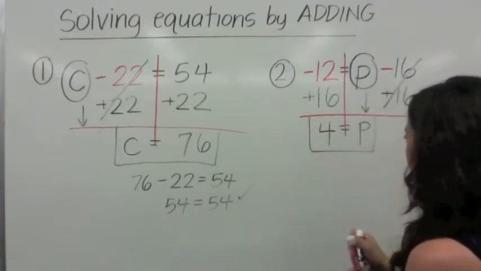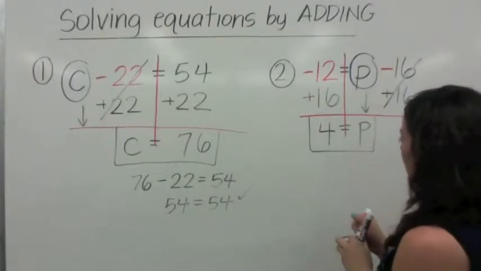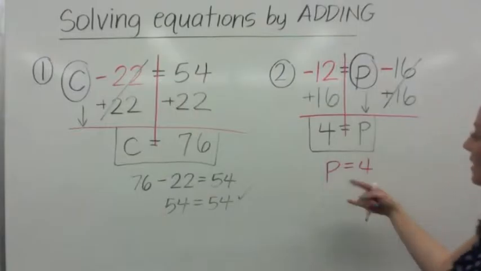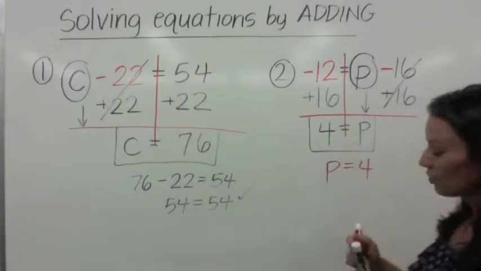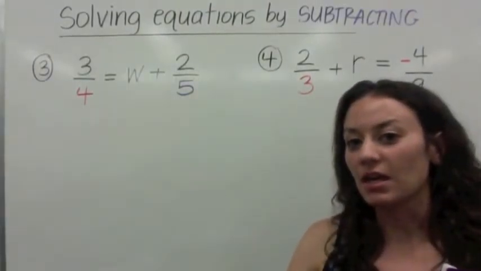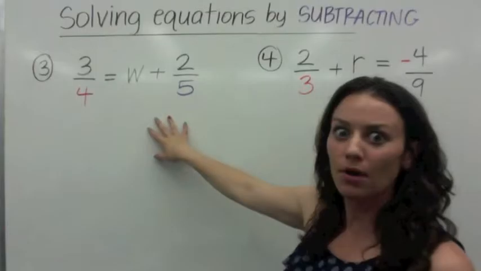Now, let me ask you a question. Is 4 equals p the same as p equals 4? Are they the same? They are. It's called the reflexive property, okay? So your answer is p equals 4. Write that down. Now let's apply the same thing to these equations, which have fractions.